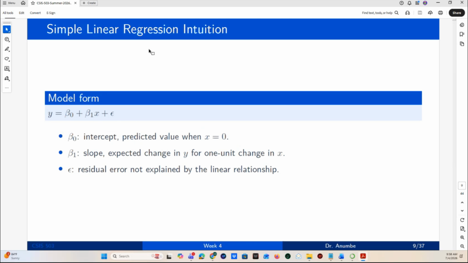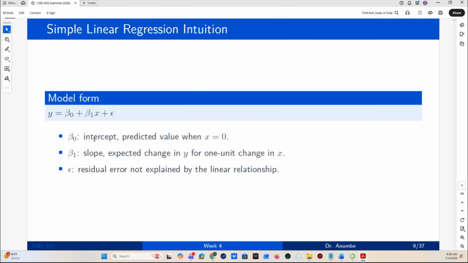So this is an example of a simple linear regression model. This is just to capture an intuition. In this example, Y is your target, and X is your parameter. But then we could have a model like this.